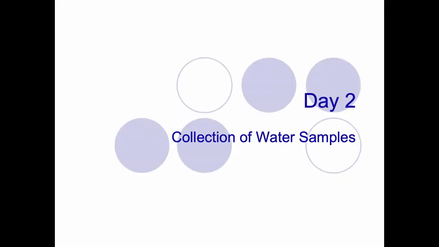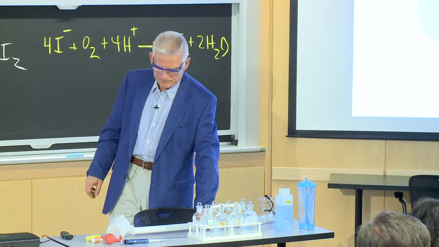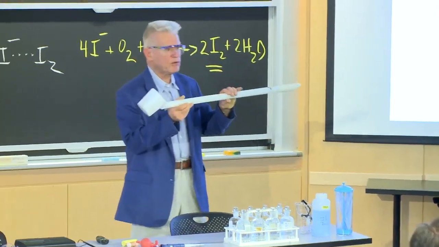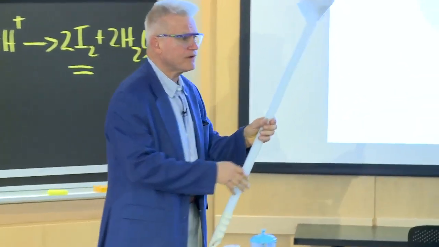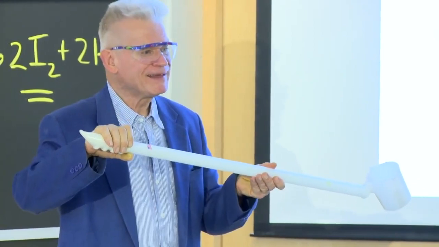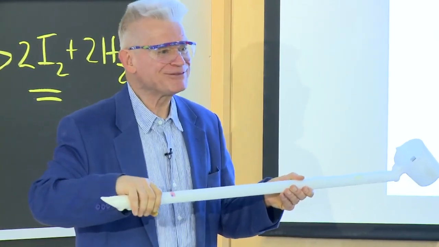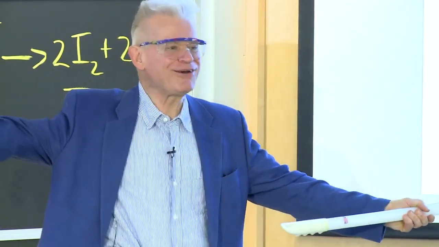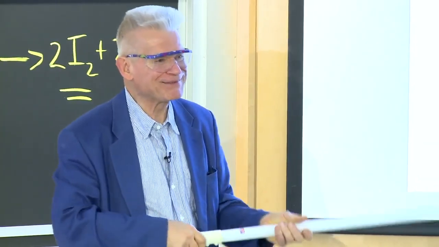So, collection of water samples. You're going to be going to the river for day 2. And we have these poles. If you have long arms, you'll take a short pole. If you're short and have short arms, then we have real long poles. They're like hockey sticks, right?